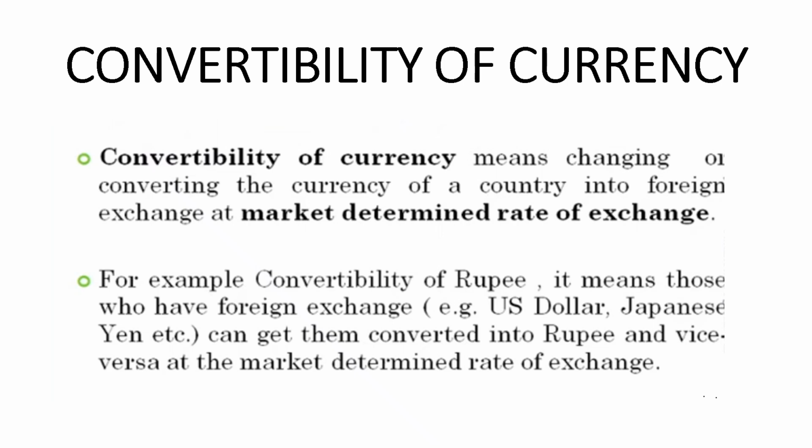Convertibility of currency means changing or converting the currency of a country into foreign exchange at a market determined rate of exchange. Now you know the term market determined rate of exchange. It means that rate which is determined by the demand and supply of foreign currency in the foreign exchange market. There will be no intervention of government in fixing the rate of exchange.